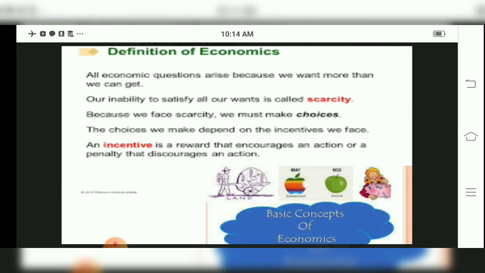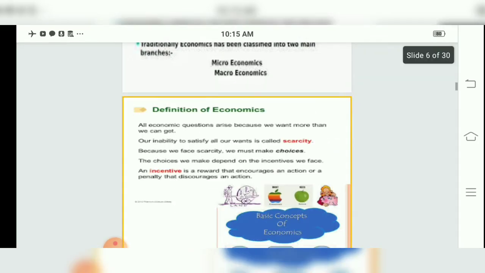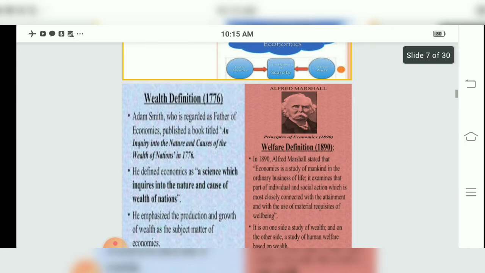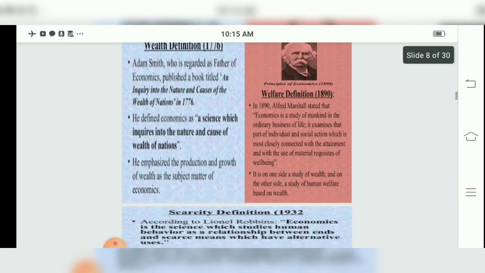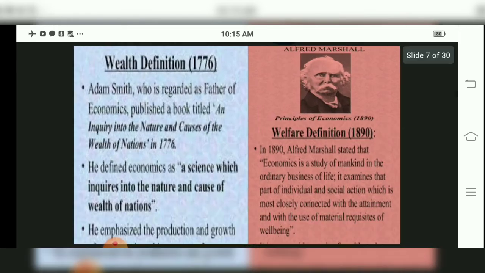And penalty means what? You have been charged a fine, you have been shouted at, that is a penalty, that will discourage you, that will demotivate you. So incentive is an encouragement, a penalty will discourage your action, children. So this is related to, a little bit, economics.